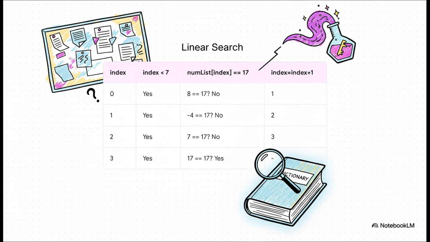Is 7 equal to 17? Still no. Let's try index 3. Is 17 equal to 17? Yes, we got it. The search is over. The computer says, found it. It's at index 3. See? It's a very simple step-by-step process.